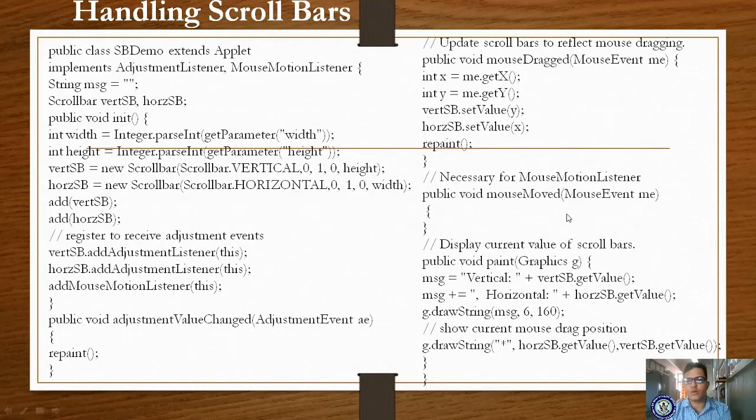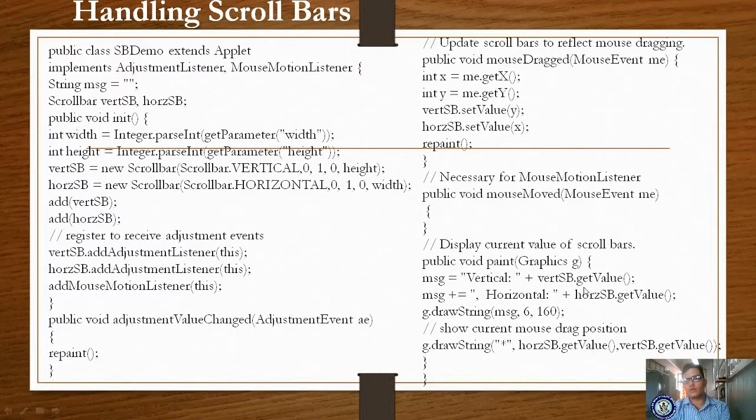Now public void mouse moved: whenever you move the mouse, that is also one of the mouse motion listeners. According to the mouse movement, these motion listeners will generate, and whenever they generate we have to perform these events. Let us see what events we are performing. We are performing nothing. And now public void paint, as you know, its purpose is displaying. You are using the graphics object, and message is equal to vertical plus vert sb. What is vert sb? Vertical scroll bar dot get value.